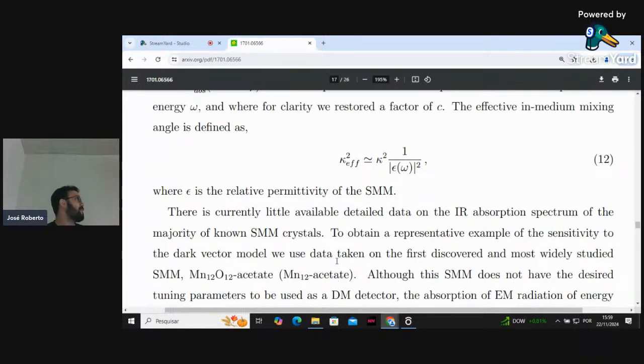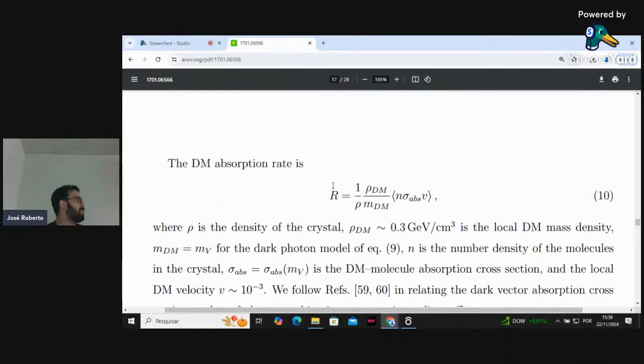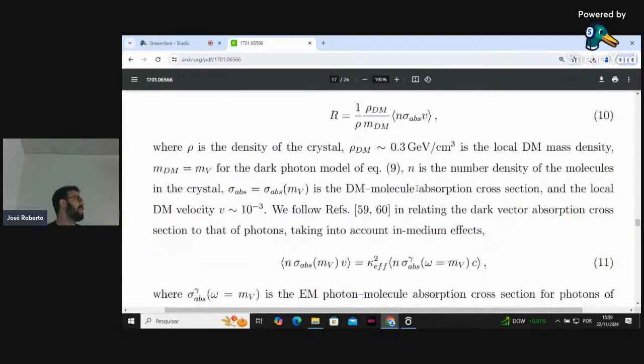With this formula here, with the rate, there are a few papers that explore the rate of absorption of photons in this specific SMM, and once we have the rate, we can find this as well through calculations. We can now put bounds on kappa.